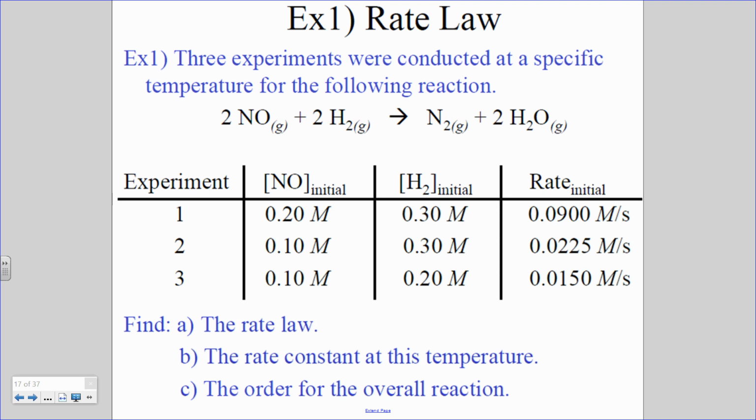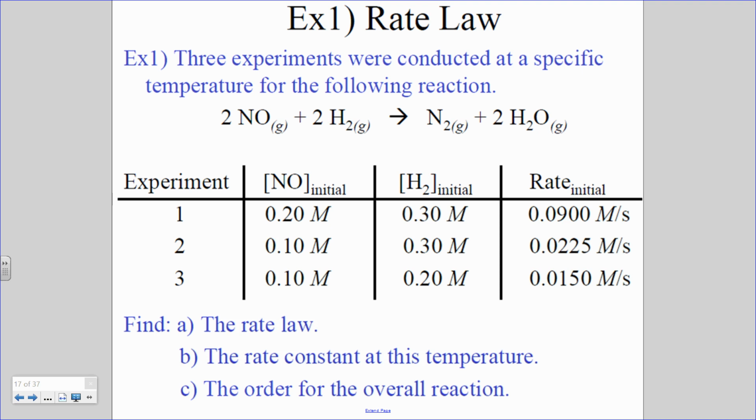Okay, so our job is to figure out what's the rate law, what's the rate constant, and what's the order for the overall reaction. You're given this data, and that's what you have to look at to figure out where you're going from there. So if we look at that, we have the rate for the 3 different reactions. If you notice for the first one, it's higher, and it goes down as you go through the different ones.